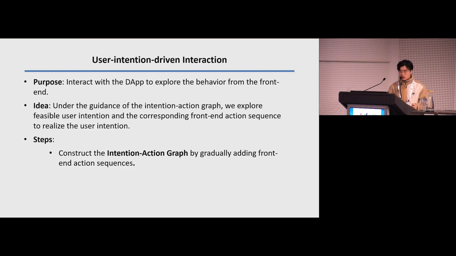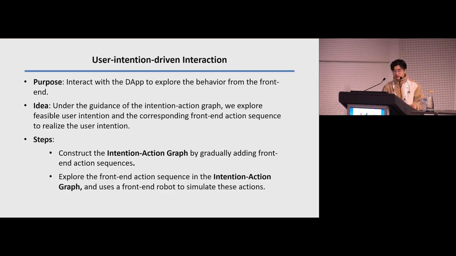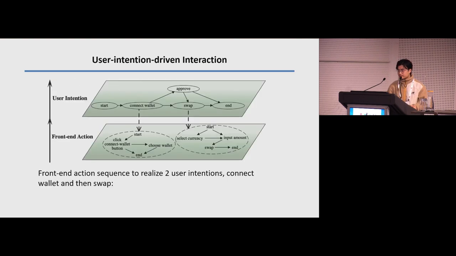First, we construct an intention action graph by gradually adding front end action sequences. Then we explore the front end action sequence in the graph and use a front end robot to simulate all the actions. And here is an example.